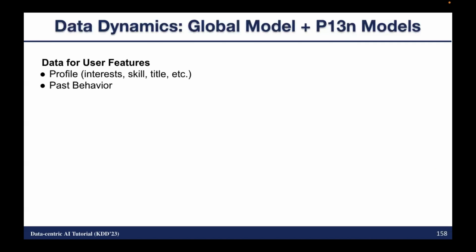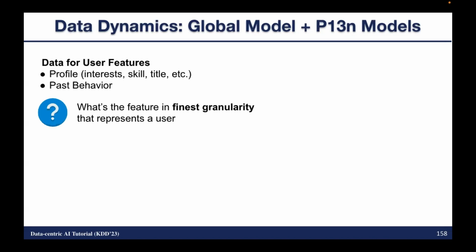We usually talk about global personalization. When we look at the data from a user feature, we can use their profile and their past behavior. What's the purpose? It is trying to best represent this user's interest, right? But if we look into all the information, what is the feature in the finest granularity that can represent this user? It will be the user itself.